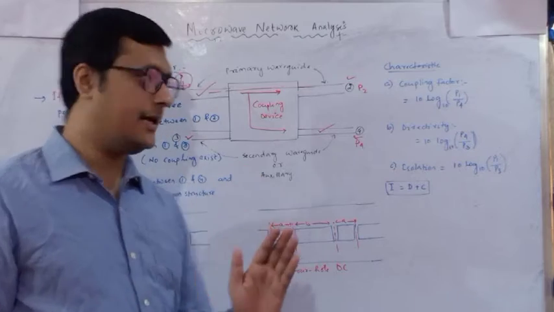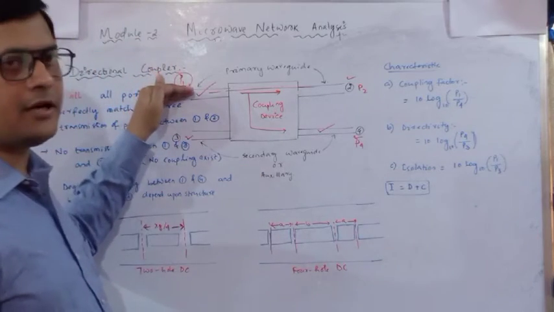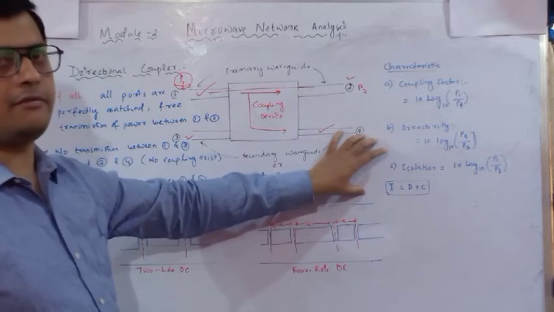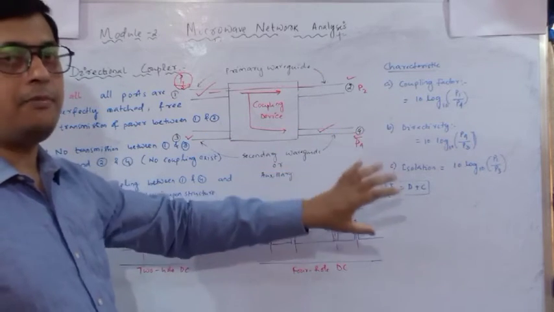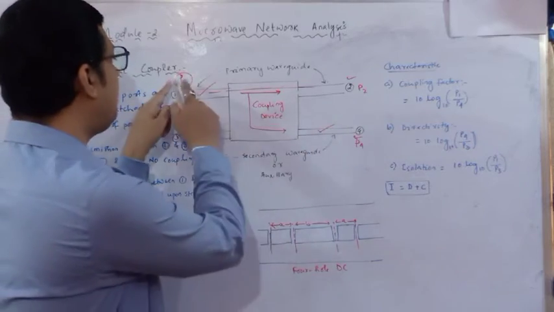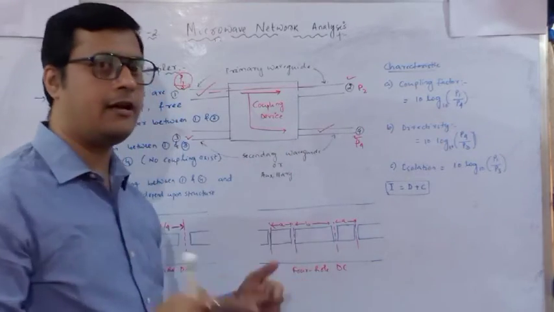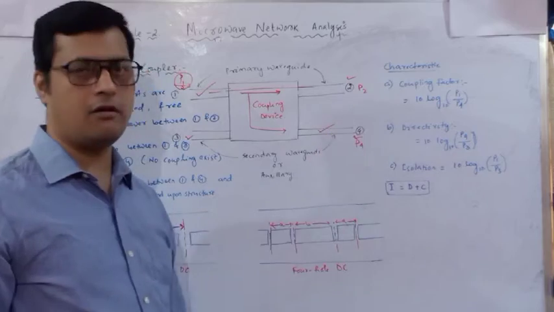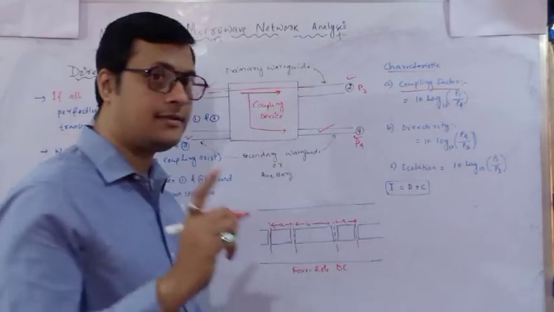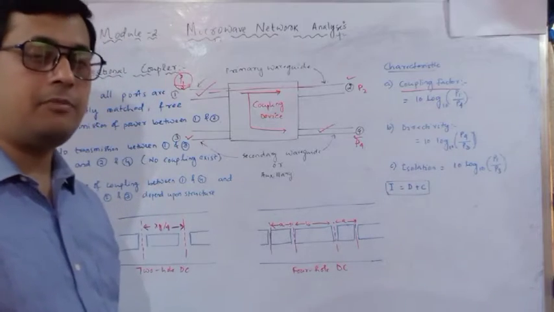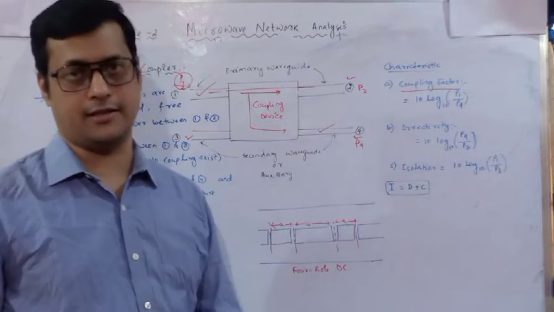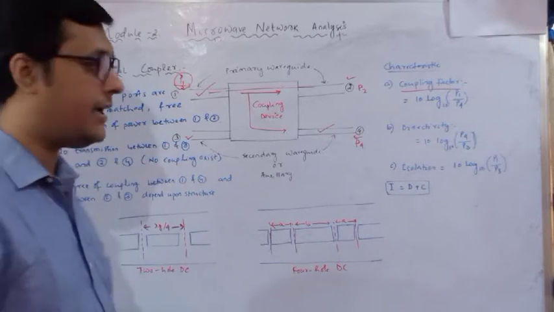Now, the thing is that when we provide the power at port 1, the power is available at 2 and power is available at 4. Okay, coupling is between primary and the auxiliary. So, P1 and P4, if you take a ratio and take a 10 log of it, you will get the coupling factor. Okay, this is the coupling factor. The coupling factor is a linkage between the primary section with respect to the auxiliary section. Same thing I can say.